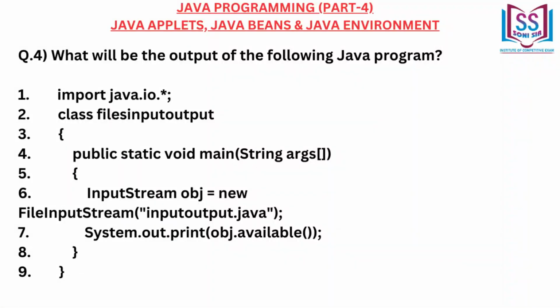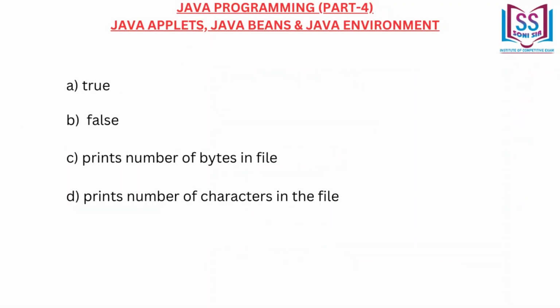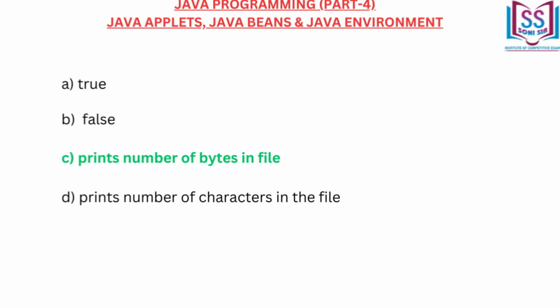What will be the output of the following Java program? A. True. B. False. C. Prints number of bytes in file. D. Prints number of characters in the file. Correct answer C. Prints number of bytes in file. Object.available returns the number of bytes.